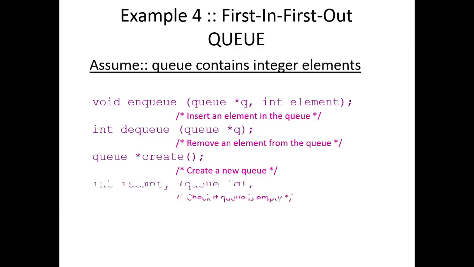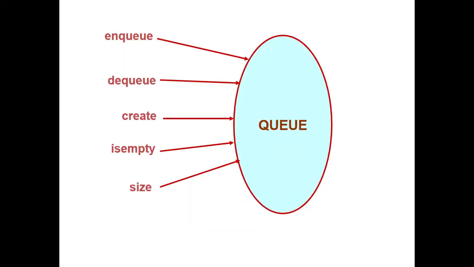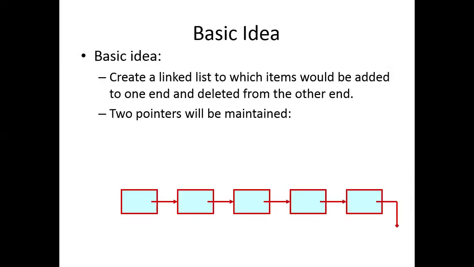Your create function is used to create a new queue, isEmpty function is used to check whether the queue is empty or not, and size function is used to return the total number of elements in the queue. So the queue data structure comprises the functions enqueue, dequeue, create, isEmpty, size. Now we are going to see linked list implementation of a queue.